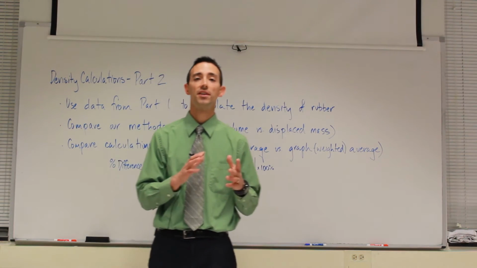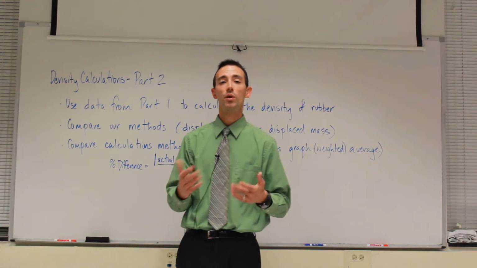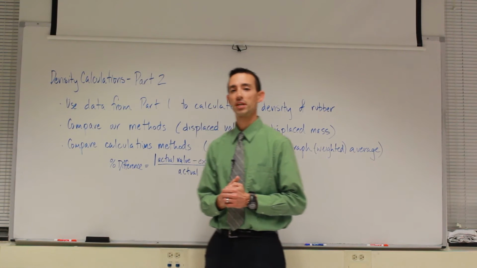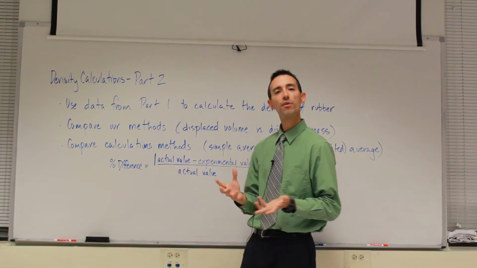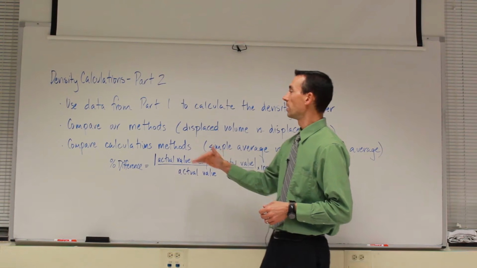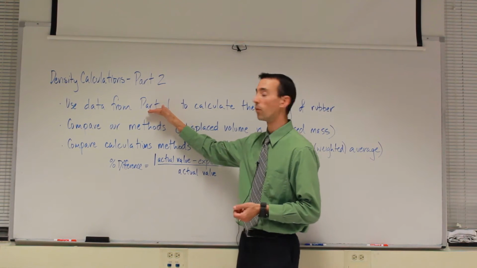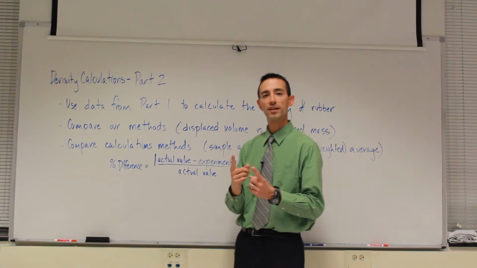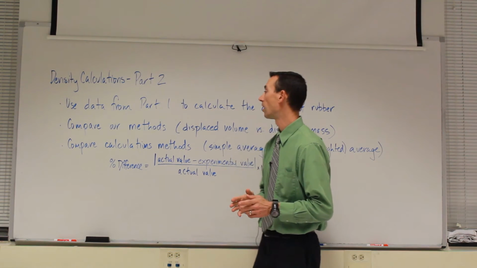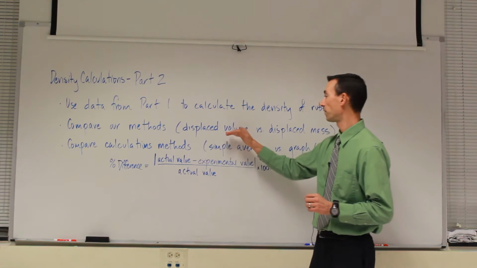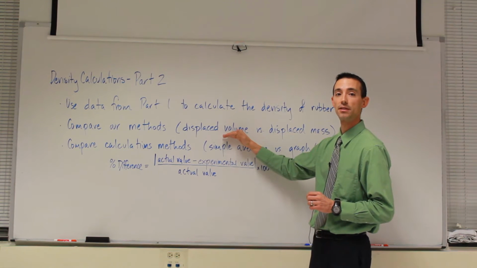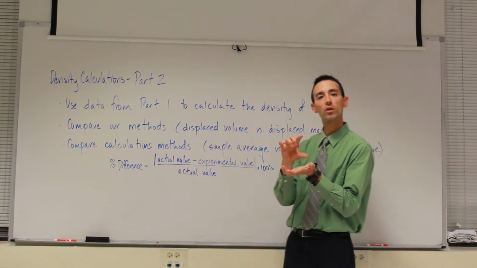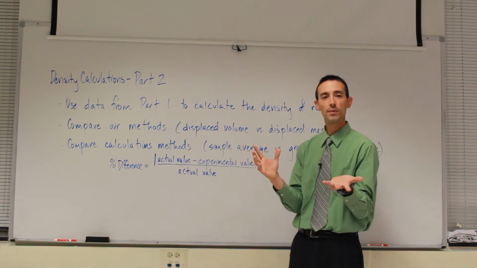So the goals of the second part of our density work, which follows up from the, I'm assuming, very brief experiment that you conducted last week in lab, are really threefold in my mind. First, we want to actually use the data from part 1 to calculate the density of rubber. But we did two different data collection sets, if you recall. One was the displaced volume method with the graduated cylinder, and the second was the displaced mass method with the small Erlenmeyer flask. Well, why did we do two?